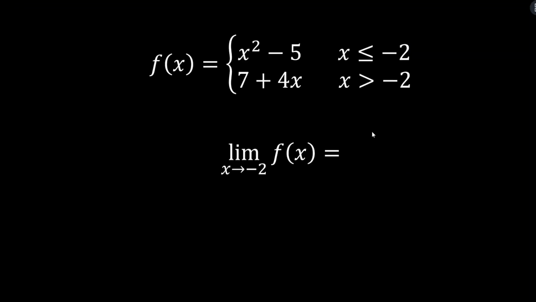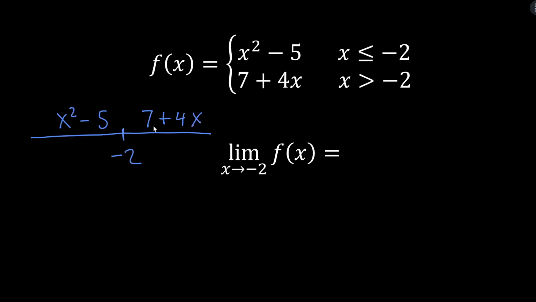We're going to practice a few more examples. So let's go and try this example. Again, we're finding the limit as x approaches this breakpoint, which in this case is negative 2. And I always like to write this out. What does this function look like? To the left of negative 2, the y values are given by x squared minus 5. And to the right of negative 2, the y values are given by 7 plus 4x.